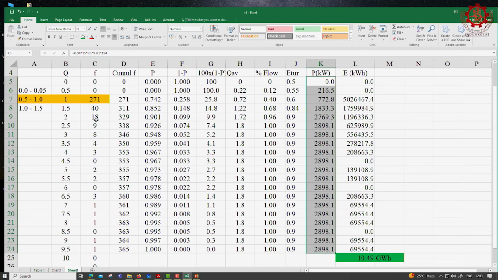He has said here, for example, there are 271 days with the flow in between 0.5 to 1.0 cubic meters per second, in that range. So, this is the prediction by the hydrologist based on 30 years historical data, right. So, our power generation and the energy generation we have predicted accordingly.